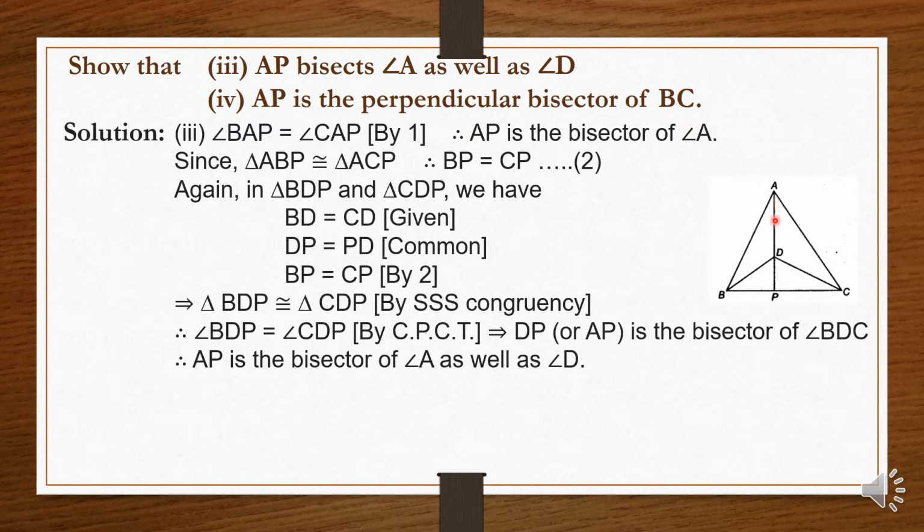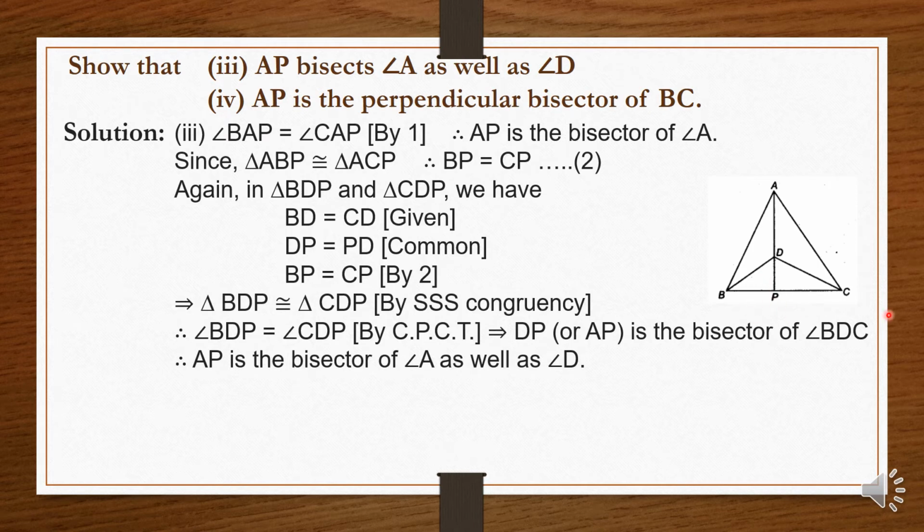We have to prove that AP is the perpendicular bisector of BC. That is, not only is it perpendicular but also it is bisecting. We have already proven the bisecting part by equation 2. Here we know that BP equals CP. That means that AP is bisecting BC. But we have to prove that AP is also perpendicular to BC. That means these two angles are 90 degrees.